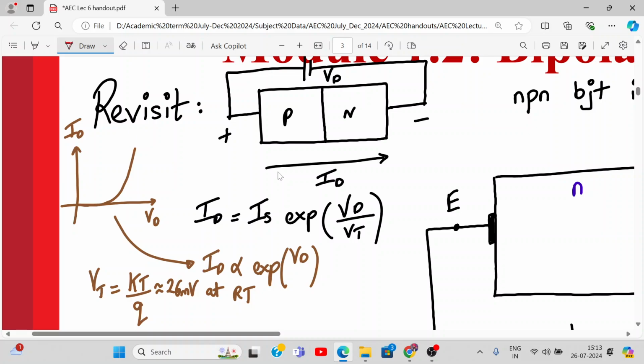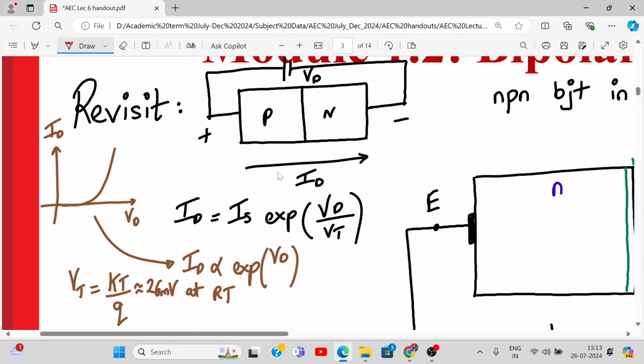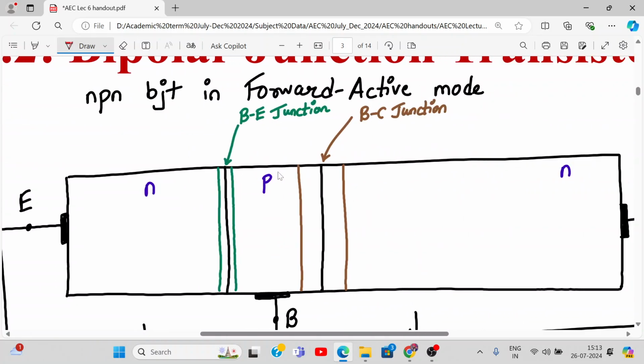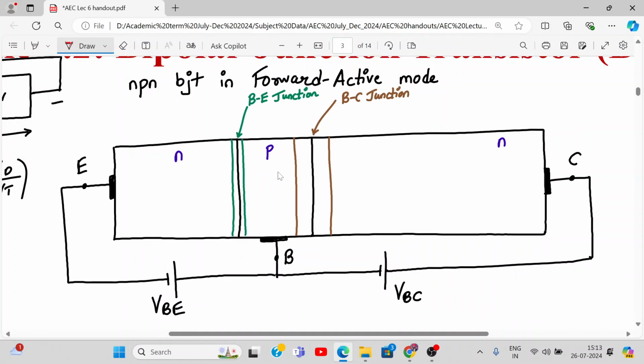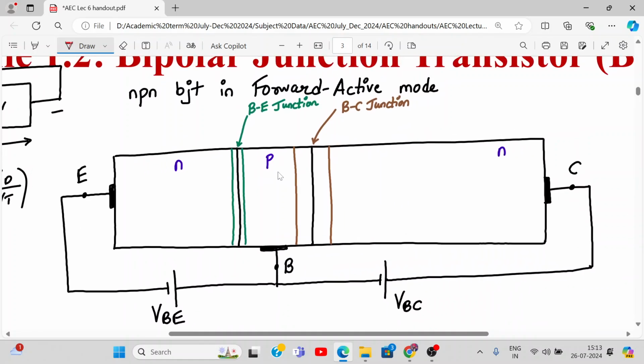Now a similar PN junction exists in a BJT, so let's revisit the structure of a BJT. No need to draw the PN junction again; this is what you know from your lower semesters. Can we begin with the NPN BJT? We will see its working in forward active mode.